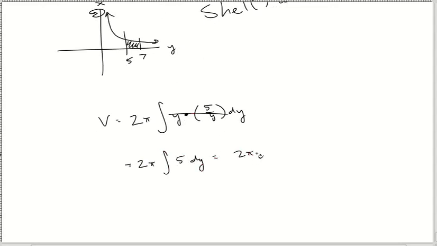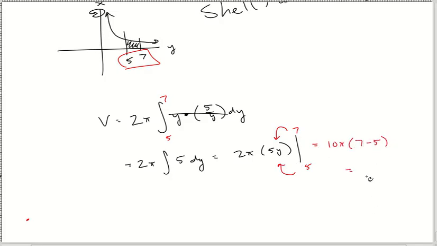Cool. And then I got now 5y, and from what? I never gave you any limits, did I? Well, can you tell the limits? It's pretty easy. It's 5 to 7. And so then I plug in my 7, and I plug in my 5, and I get my 2 answers. So 10 pi times 7 minus 5. That's a 2. And so then I got 20 pi as my final answer. Ta-da! There it is. Pretty simple.